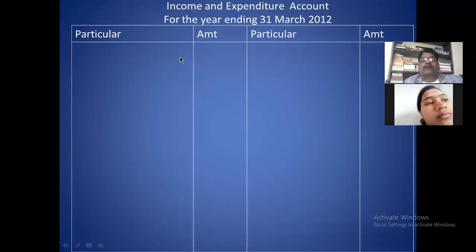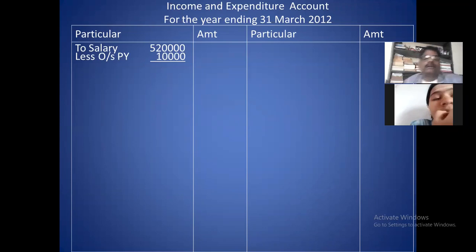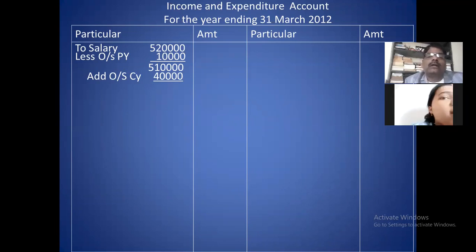Okay. You see the solution. Income and expenditure account. First you take salary. Salary is 5,20,000 in the payment side. For this you make two adjustments. Less last year outstanding 10,000 from the balance sheet, and add current year outstanding, which is 40,000. So add current year outstanding, less last year outstanding. Then the balance is 5,50,000.